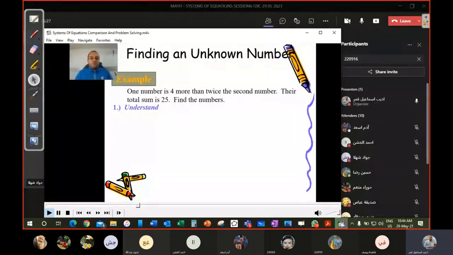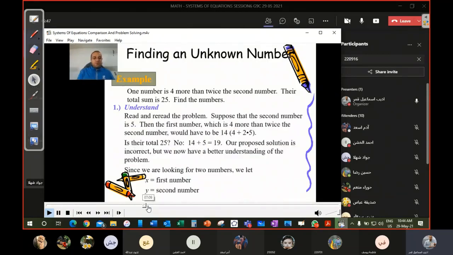This is a problem. One number is 4 more than twice the second number. They're total two numbers. One of them is 4 more than twice the second number. But their total sum is 25. Understand. This is easy to understand. Read and reread the problem. We read it one and more if we didn't understand it. طيب أنا رح أقطع عن هودي لأنه شرحتهم.